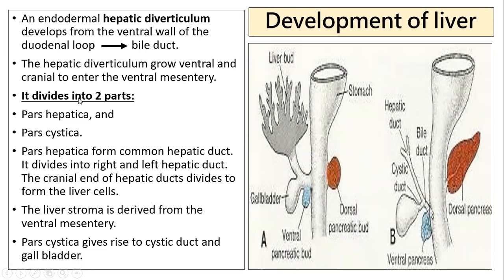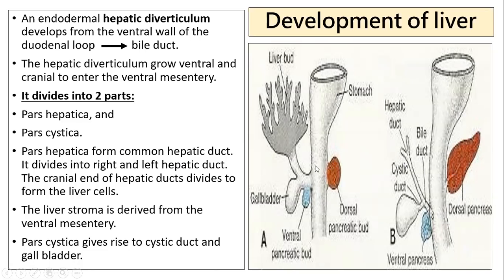It divides into two parts, pars hepatica and pars cystica. Pars hepatica is where the liver develops, and pars cystica is where the gallbladder develops. So initially it is a single liver bud, then it divides into pars hepatica and pars cystica. The pars hepatica forms the common hepatic duct, which divides into right and left hepatic ducts. The cranial end divides to form the liver cells, and the distal part will form the hepatic ducts, right and left.